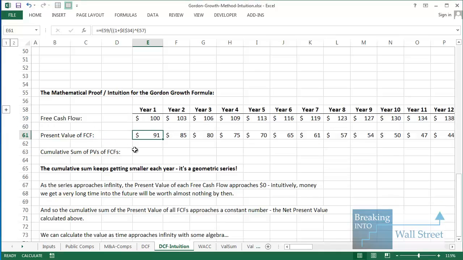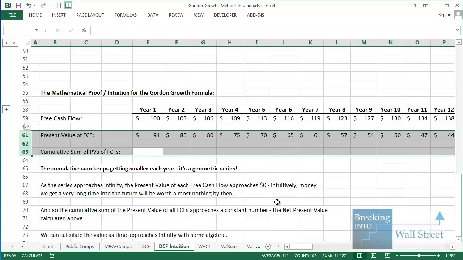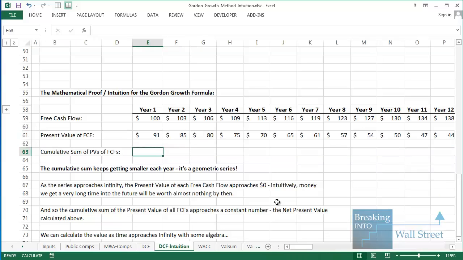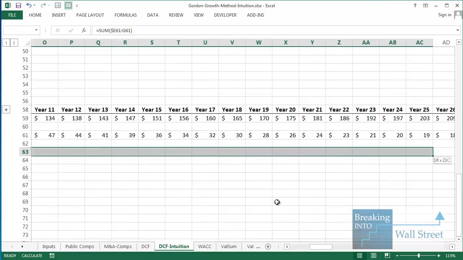And what I want to do is show you what the cumulative sum of the present value of these free cash flows comes out to each year and show you how it changes. So let's do this, and let's say the sum, I'm going to anchor this first part so this doesn't shift around at all. Have this, and let's just copy this all the way across through year 100.